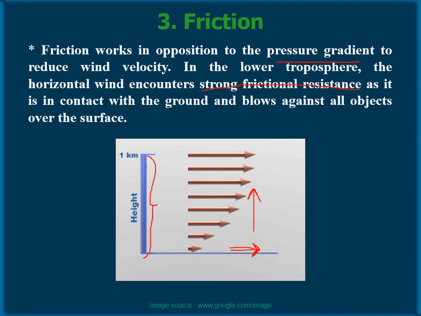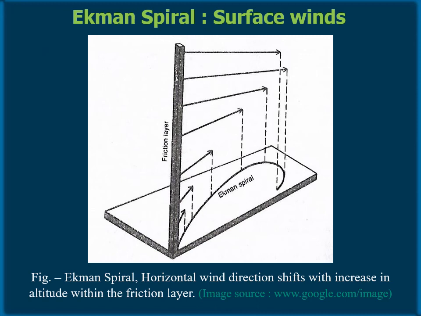Now what happens due to this friction? When wind is moving over the earth's surface, because of this friction, the frictional force restricts the wind movement. So the velocity or wind speed drops more as there is more frictional resistance. So more frictional resistance, more drop in wind velocity.